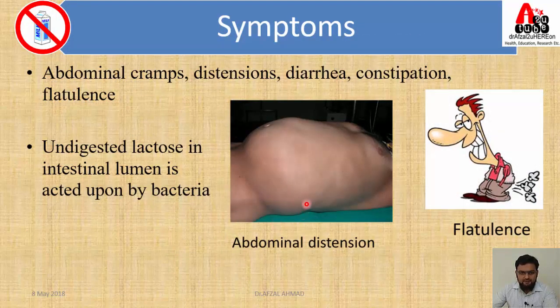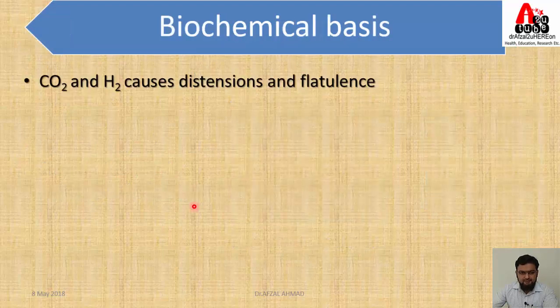What are the different symptoms present in lactose intolerance? There will be abdominal cramp or abdominal pain, distension, diarrhea, constipation or increased flatulence. Why does distension occur? When lactose accumulates in the intestine, it is acted upon by the bacteria present in our intestine or GIT tract. They act on the lactose and start increasing the gas. There will be an increase in carbon dioxide and hydrogen, which causes distension and flatulence.